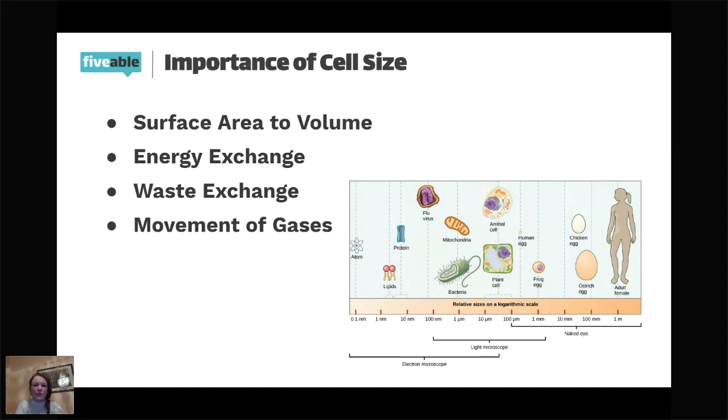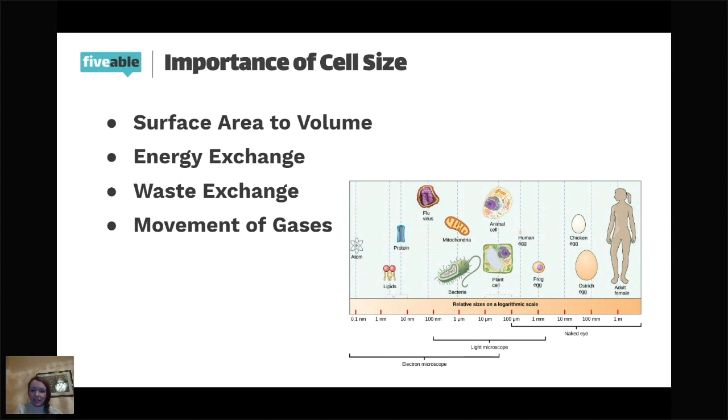I'm going to write this in the box. That is not what I meant to do. Surface area divided by volume. And we want it to be as large as possible, right? Because we want the most surface area with the least volume. So we want a large numerator and a small denominator. So therefore, our surface area to volume ratio is very, very high.